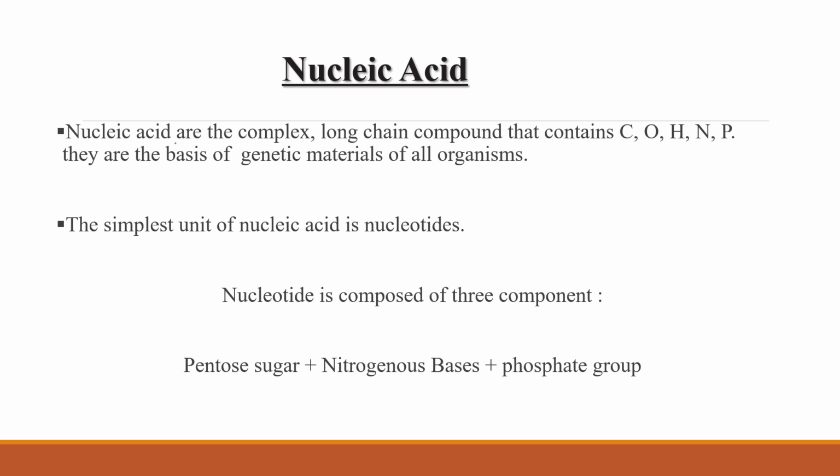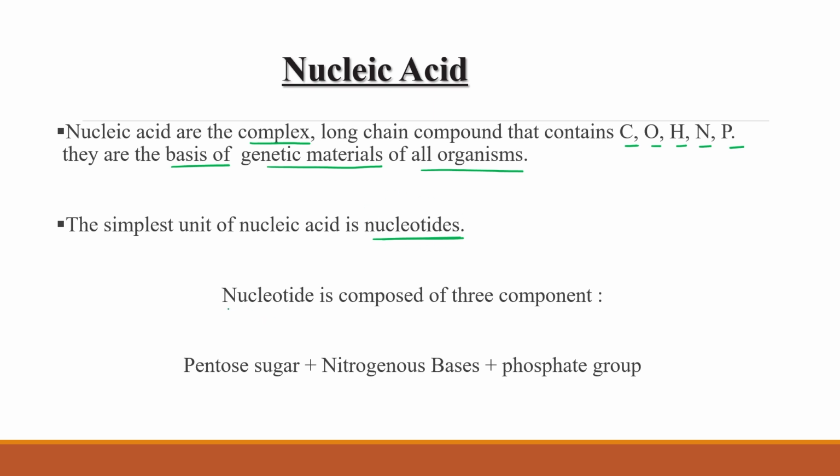Okay, so nucleic acids are complex long-chain compounds that contain carbon, oxygen, hydrogen, nitrogen and phosphorus. These nucleic acids are the basis of genetic material of all organisms. What is the simplest unit of nucleic acid? It is the nucleotide, and this nucleotide we have already discussed at the micromolecule level. When we discussed micromolecules in the last lecture, we discussed this nucleotide, right?